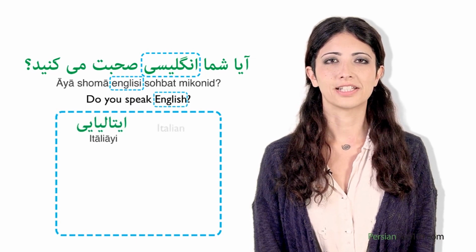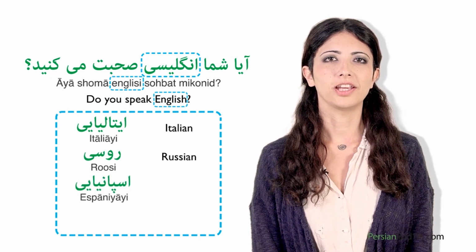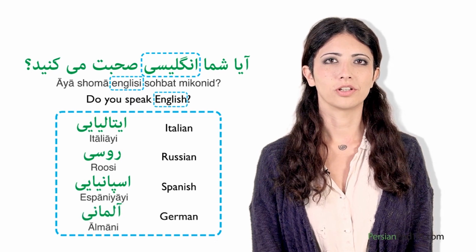İtalyai for Italian, Rusi for Russian, Españai for Spanish, and Almani for German. In this lesson, we mentioned that the expression ببخشید means excuse me. But did you know that this could also be used as an apology? In the next lesson, we will learn this and other ways to apologize in Persian. It's never too late to show your good manners when speaking with Persian people. I'll see you in our next Persian in 3 minutes lesson.